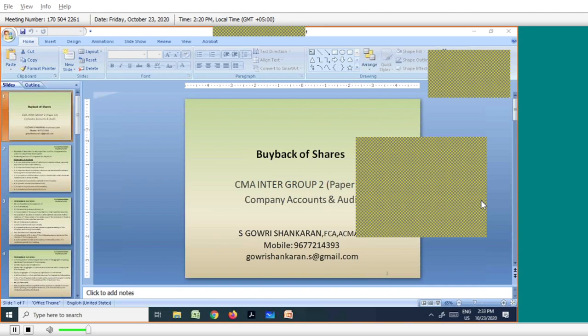Okay? Why are we buying back? What is the procedure for buying back? You get a lot of marks from this topic. Even if the problems are not asked, they will ask at least 1 or 2 marks, because a lot of provisions are there. Buyback means which act should I follow? Is there any specific act, or is it just an accounting treatment? You got it or not? All these things we should know before solving the problems.